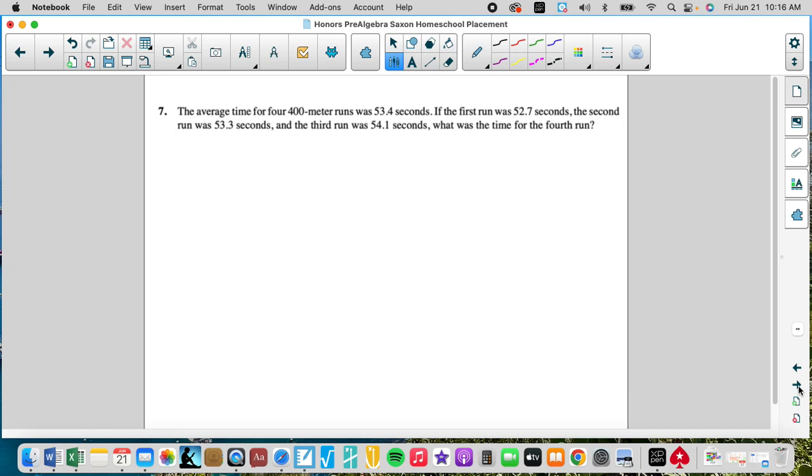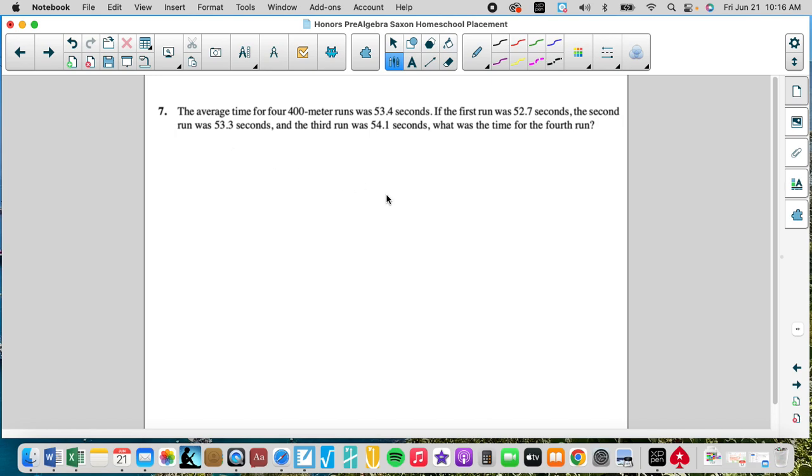Number 7 says the average time for 4 400-meter runs was 53.4 seconds. If the first run was 52.7 seconds, the second run was 53.3 seconds, and the third run was 54.1 seconds, what was the time for the fourth run? So I like reading the problem first. And so we have an average of 4 runs. We're provided 3 of the 4 runs. And so we have to find out what the fourth run is.